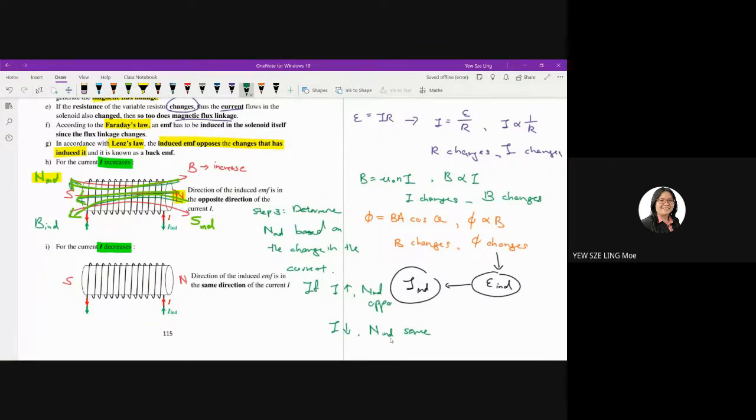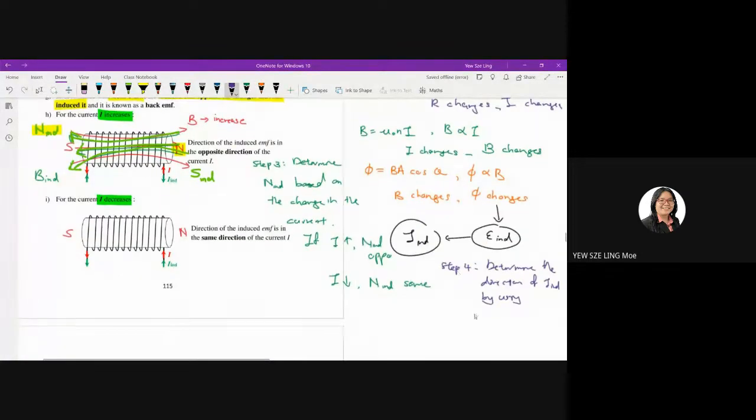Once you have the induced north pole, step number 4, you then determine the direction of I induced. By using what? By using your right hand grip rule again.